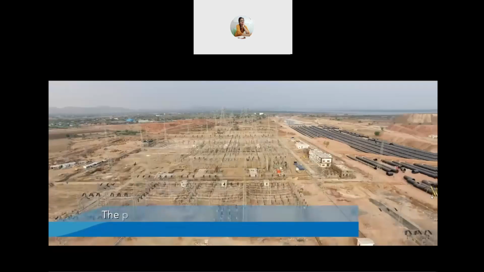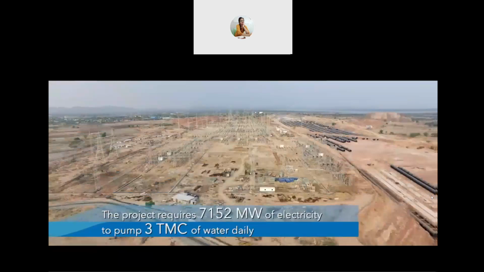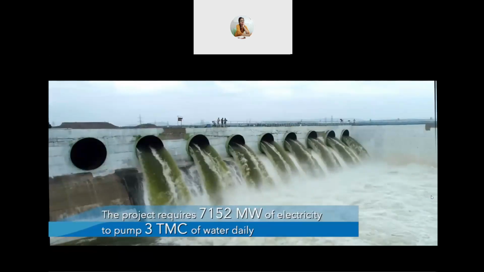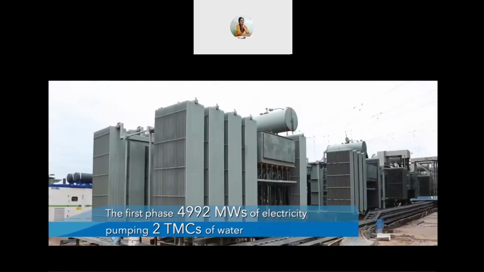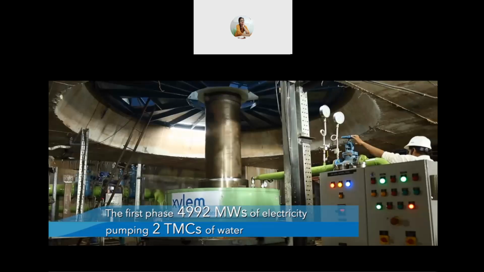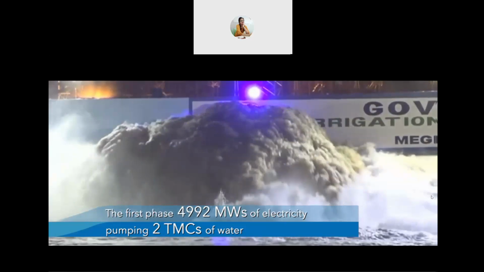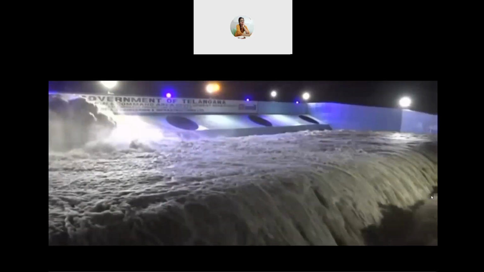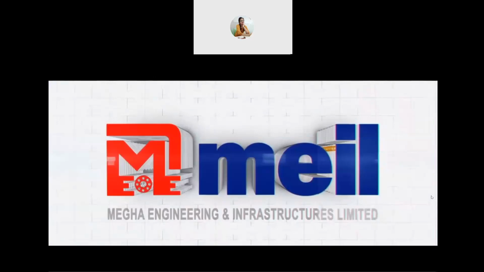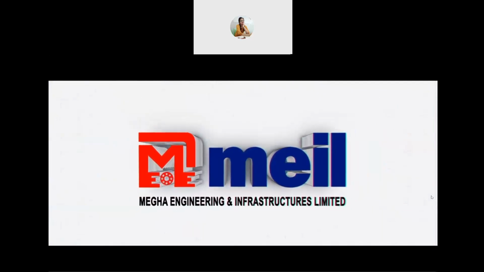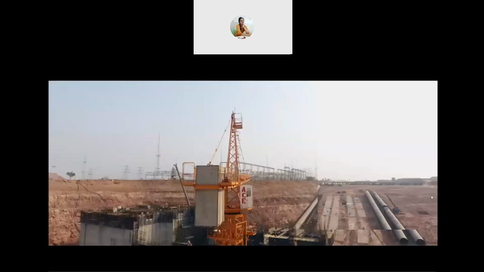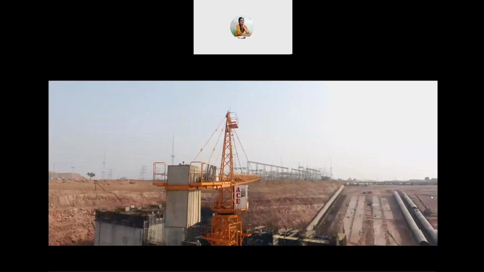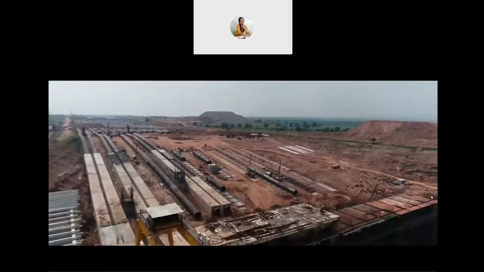The project requires 7,152 megawatts of electricity to pump 3 TMC of water daily. In the first phase, 4,992 megawatts of electricity will be used for pumping 2 TMCs of water. Megha Engineering and Infrastructure Limited, MEIL, India's leading infrastructure company, has completed the construction of the major components of the project, which is looked upon as an engineering marvel.